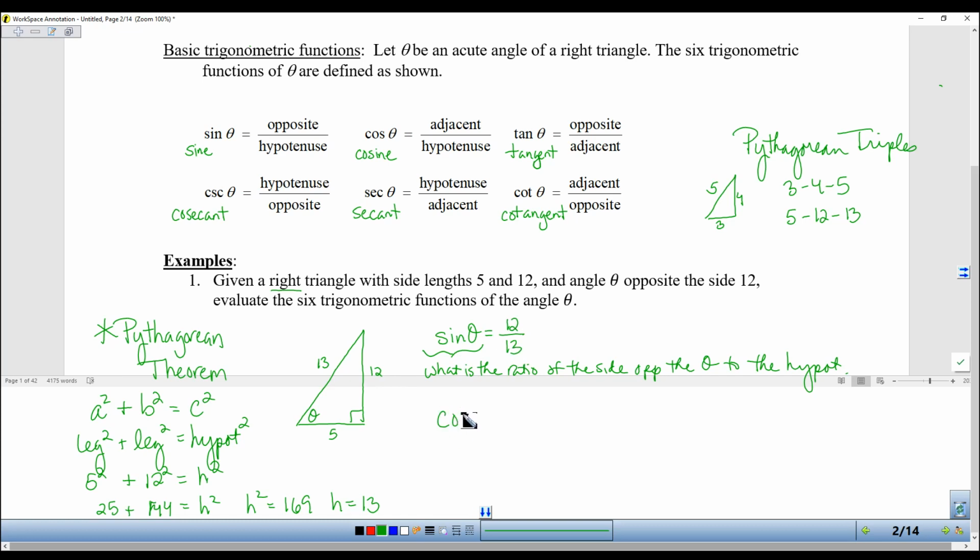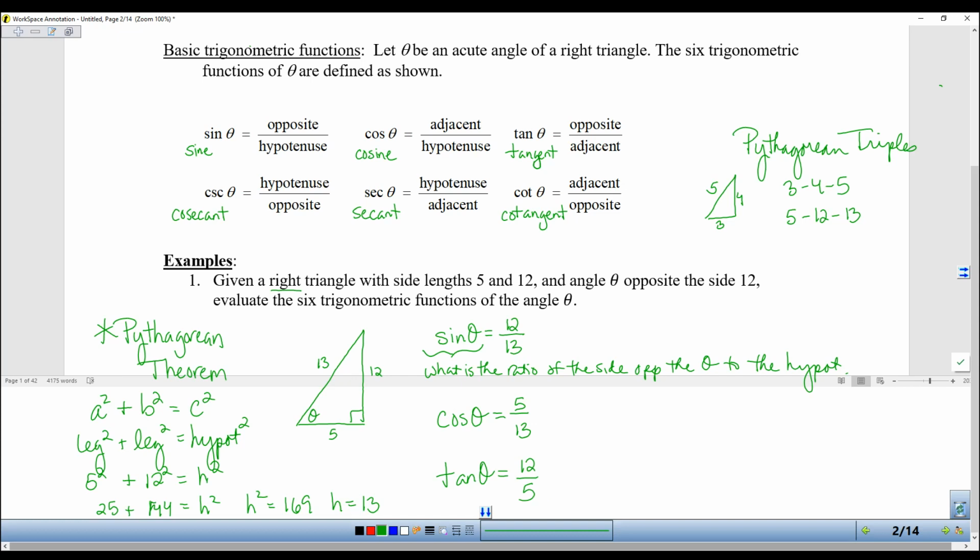What is cosine of theta? It's the ratio of the side adjacent to the hypotenuse. And what is tangent of theta? It is the side opposite to the adjacent side. So it's the ratio of opposite to adjacent. These are the most famous three.